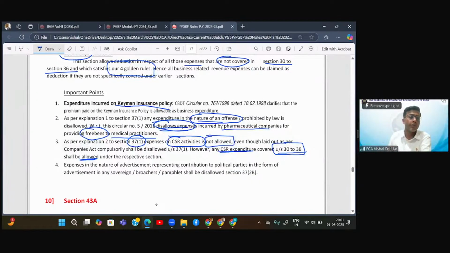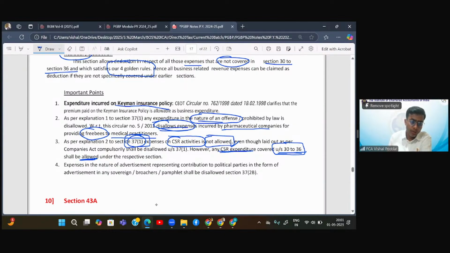Now in 30 to 36, where it will fit, it may fit in any of the donation sections. It may fit in the payment to outside scientific research approved organization. So there, if you are doing scientific research expense, at least you can claim deduction. But if it is not fitting in any of 30 to 36 sections, you cannot claim it under this generic section.